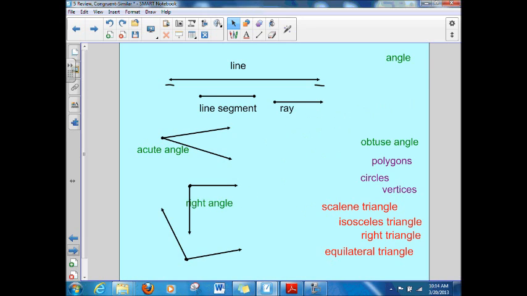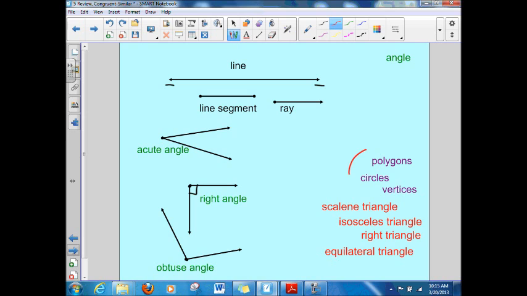This next one is a right angle. Remember, we have that little piece of paper that fits in a corner. It's 90 degrees. That's called a right angle. And this one that's more than 90 degrees is called an obtuse angle. We remember that. Next, we'll take a look at polygons, circles, and vertices.